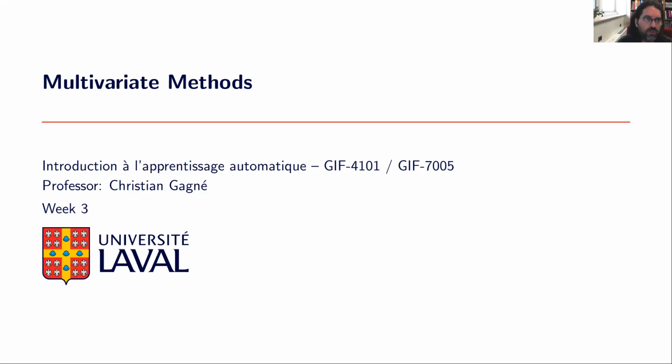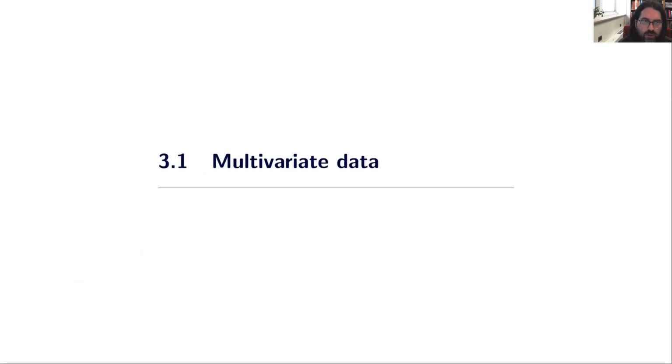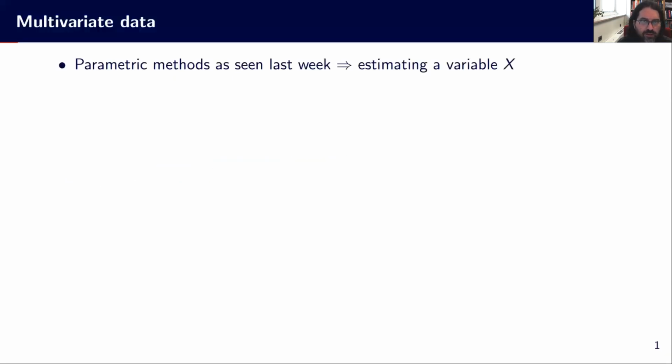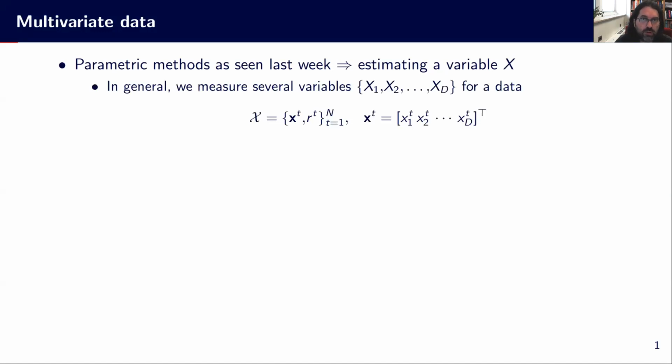Today we are talking about multivariate methods. So let's first talk about multivariate data. In parametric methods, as we saw last week, we were estimating from a single variable x. But in general, we want to process a set of variables. We don't have just one instance, one variable. We have many of them that are usually put into a vector.